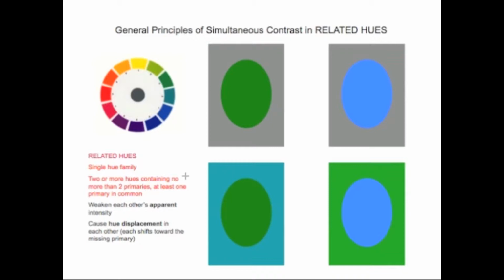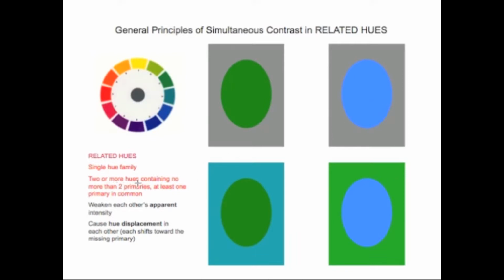So simultaneous contrast is a little bit more complex than complementary contrast, and you have basically two general principles that work in simultaneity. With related hues, you have a sense of desaturation, but it's not desaturation, it's a weakening in the apparent intensity. Things will appear dull. And there is a hue displacement because you have a missing primary. A related hue is a single hue family, such as the green on the gray or the blue on the gray.